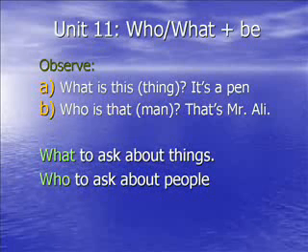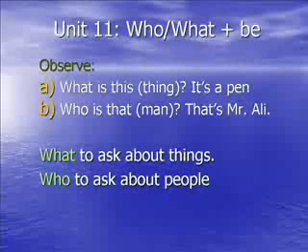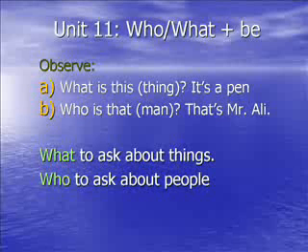Observe B. Who is that? That's Mr. Ali. So when you say who, it means that you're asking about a person. So when you want to ask about things, you should use what. And when you want to ask about people, you should use who.